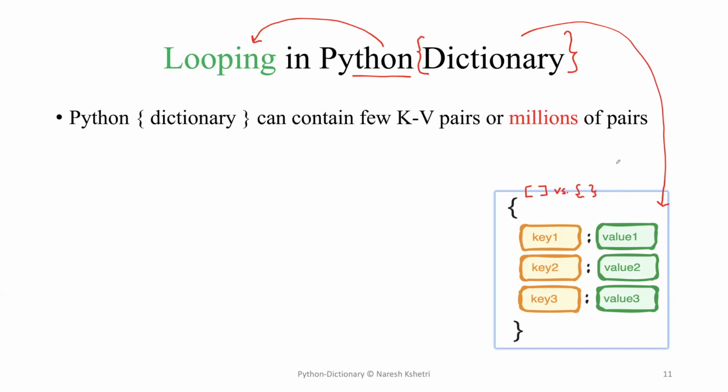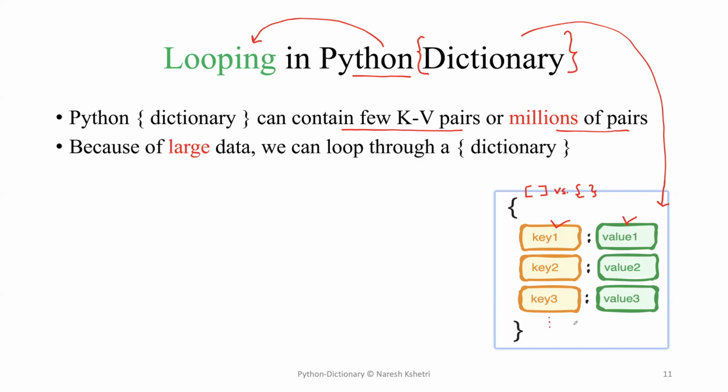The dictionary normally contains a few KV pairs, the key-value pairs. As you can see, there can be key 1 value 1, key 2 value 2, or key 3 value 3, or even millions of pairs needed for the program. Because of the large data, we don't want to print one by one. We can loop through a dictionary. We will see how exactly it works.